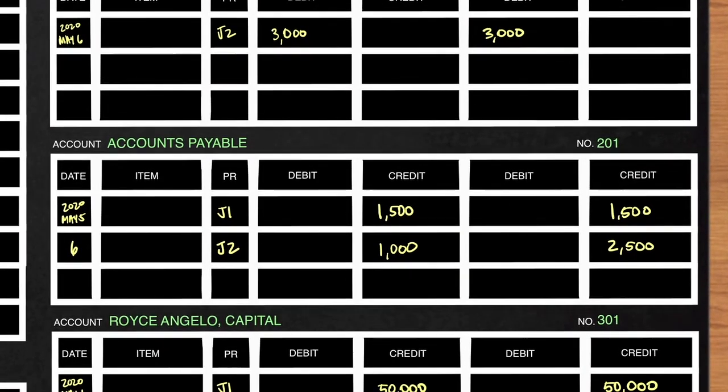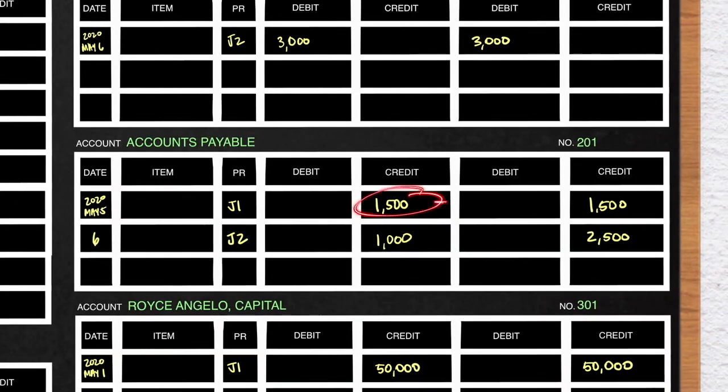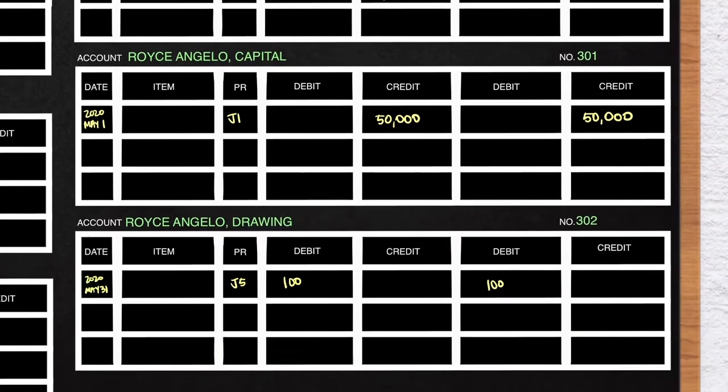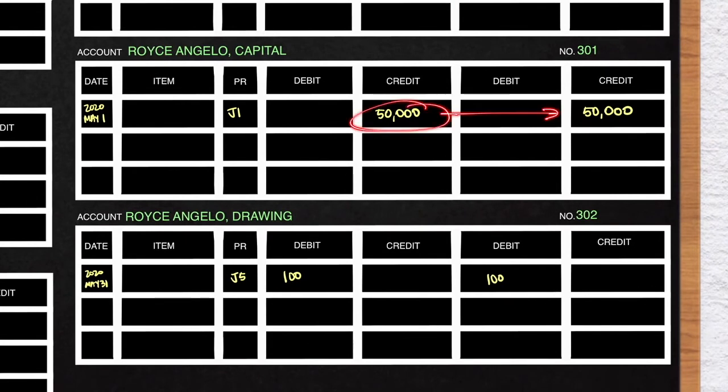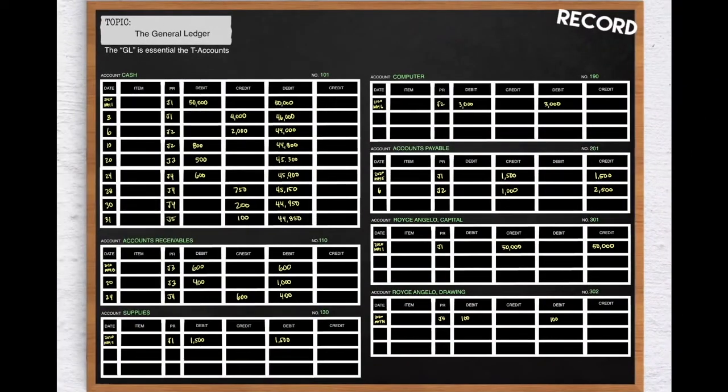Let's look at accounts payable. Accounts payable, you had two transactions going in there, a $1,500 credit and another $1,000 credit. So they're the same, so you want to add that. So 1,500 plus 1,000, that's $2,500 credit. Let's go to the capital. We only had one transaction there. It's just 50,000, and there it is. The ones with one transaction, it's pretty easy. Royce Angelo drawing, 100, 100 debit. Again, those last two columns are your running balances.